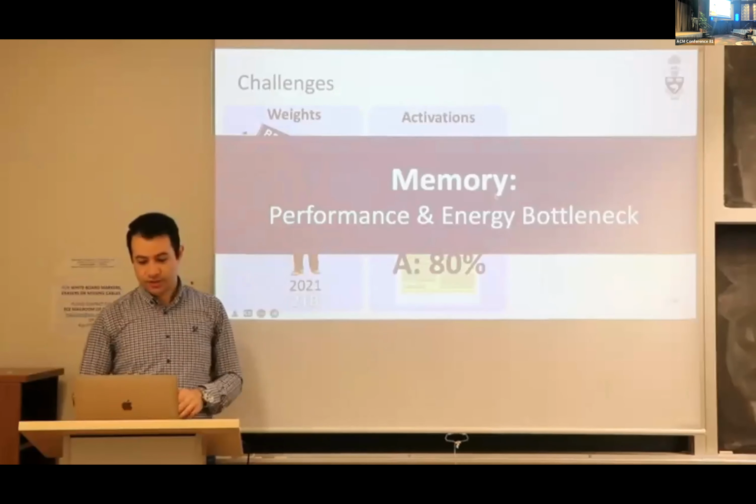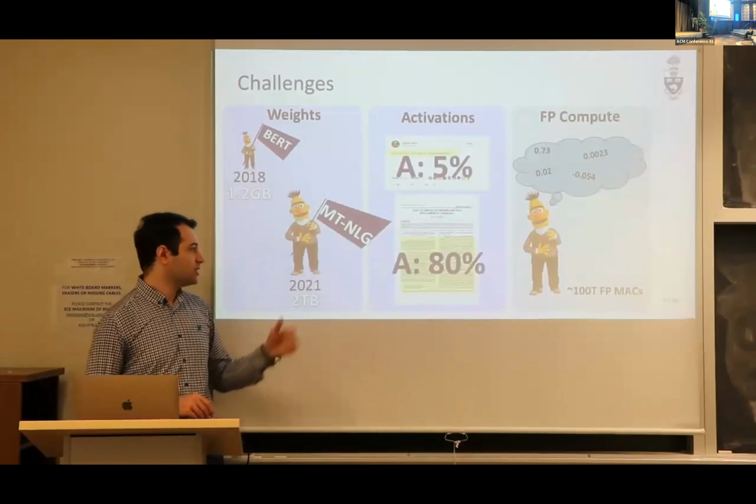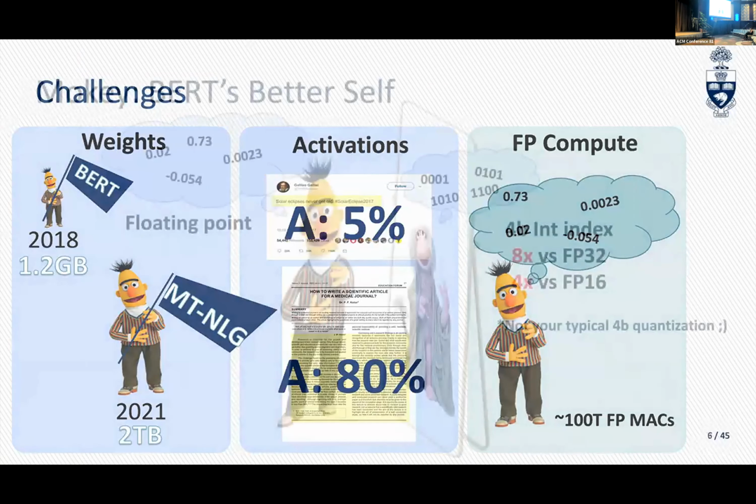Another challenge is FP compute. These attention-based models or transformer models are using floating point computation. For example, Megatron has about hundreds of trillions of floating point operations just for inference. And it would be very helpful if we can replace floating point operations with integer or fixed point implementations.